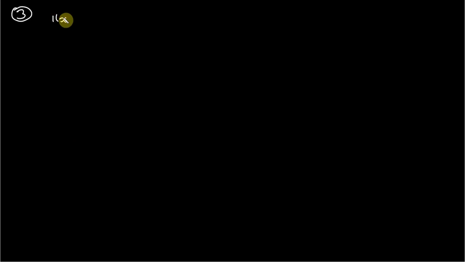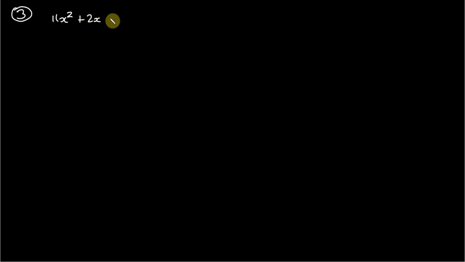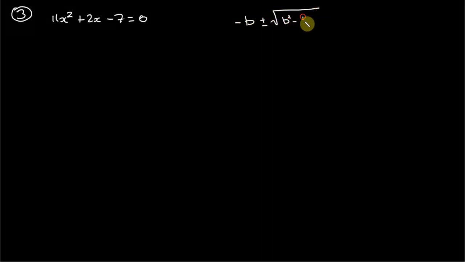Let's work on one last example. Again, I'll think of something a little bit different. I mean, there's only so much one can do here. So let's say we're given 11x squared plus 2x minus 7, all set equal to 0, of course. I'll just rewrite the quadratic formula. We know it's minus b plus minus the root of b squared minus 4ac, all of that over 2a.